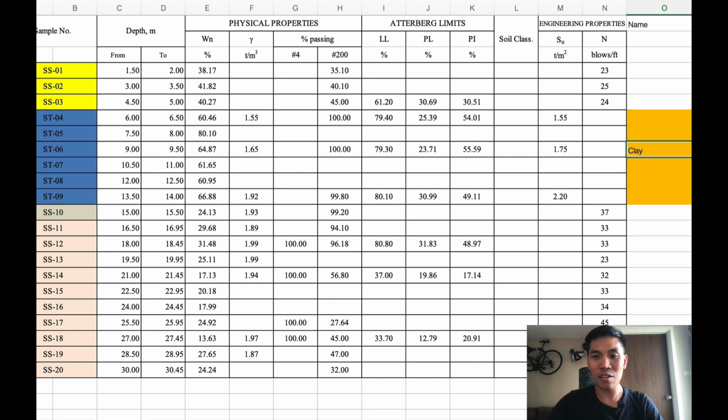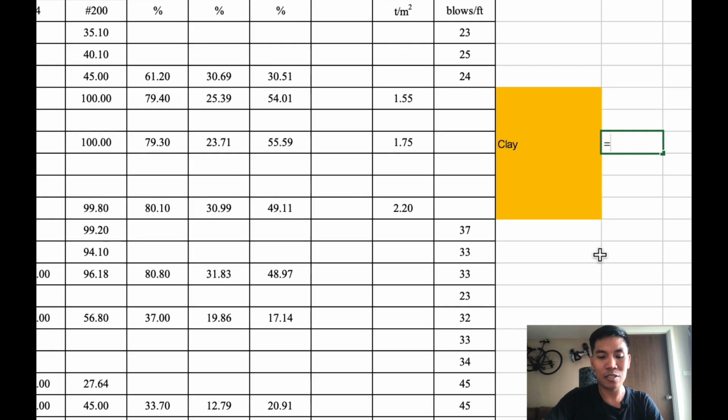Clear? Your soil is clay. So if your soil is clay, you have to calculate the undrained shear strength, because we assume that our clay is undrained. How much is the undrained shear strength of clay? They have results of undrained shear strength 1.5, 1.7, and about 2.2 tons. So we just average.